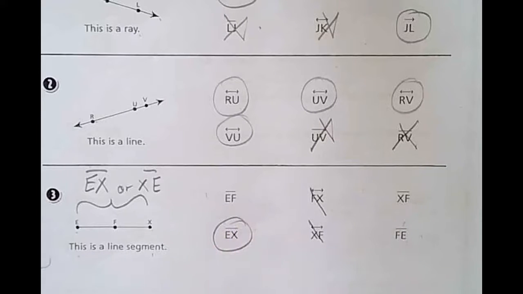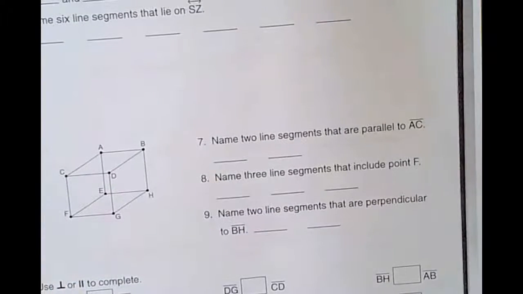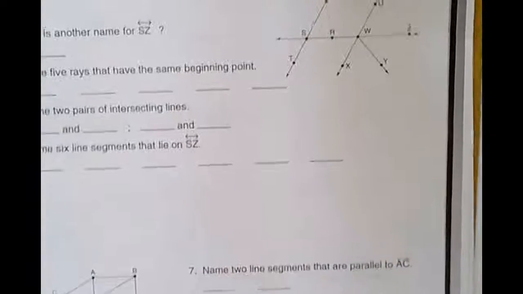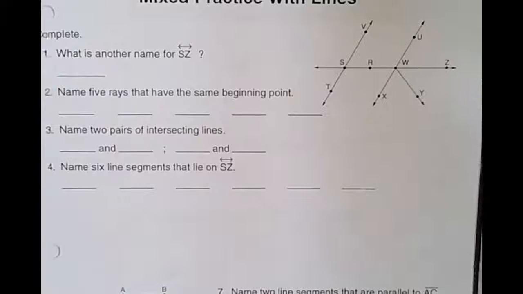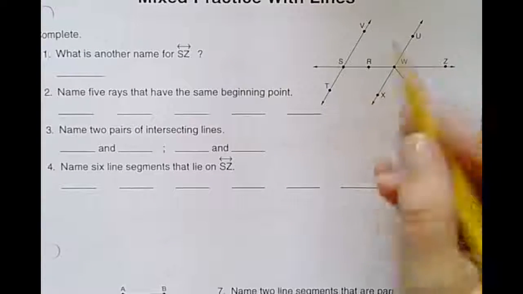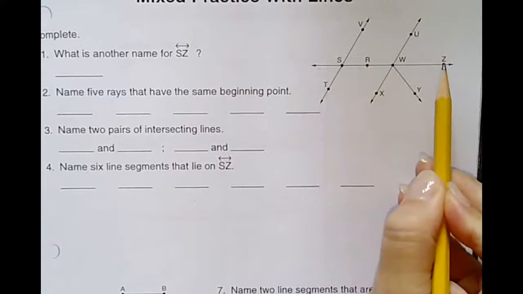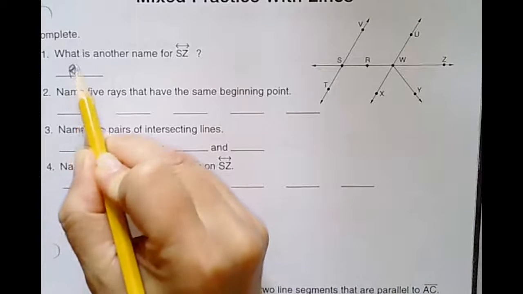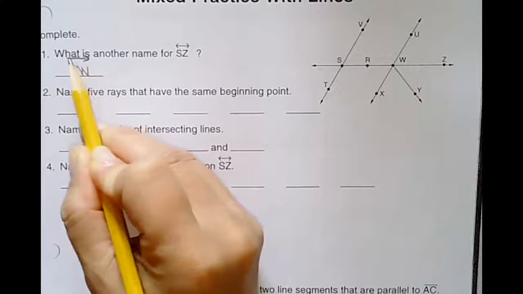Okay. So now for this guy here, let me show you the top of the handout. Another line SZ. So I find line SZ and I pick any other pair of points. I could even pick S if I want to, but I am going to go with RW and of course name it a line.